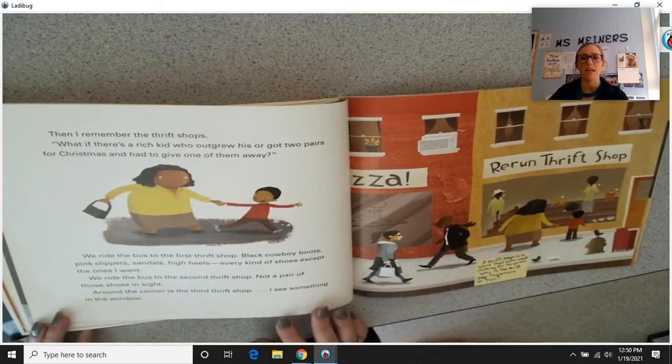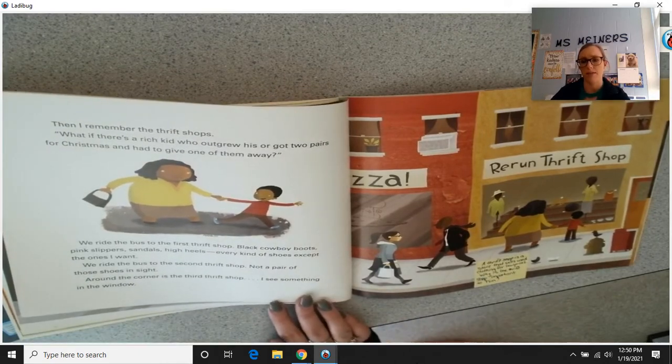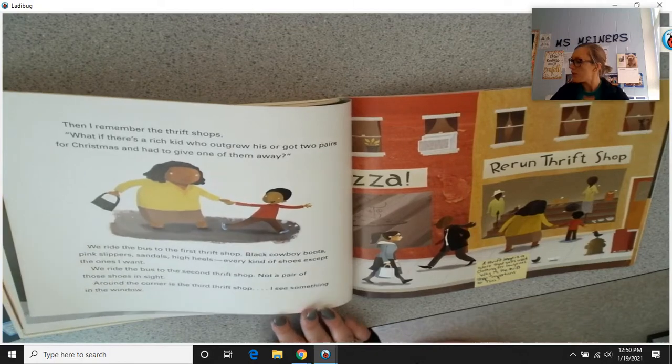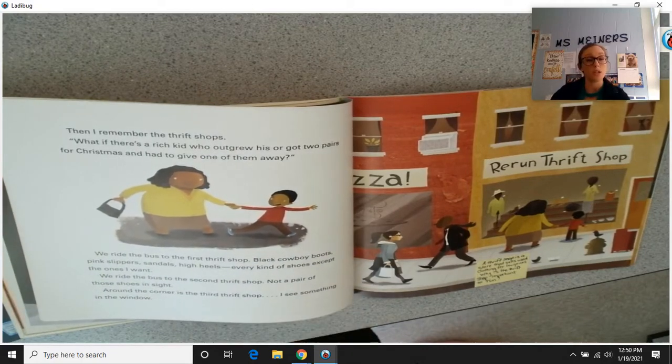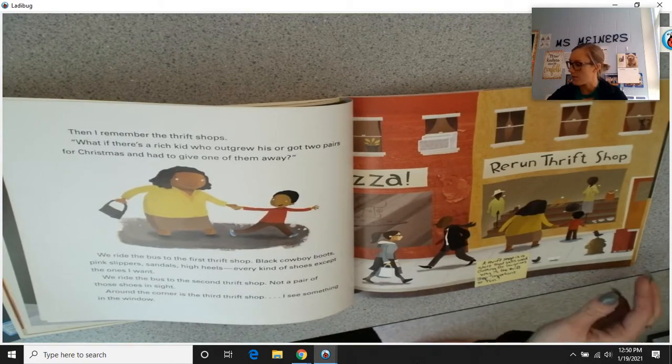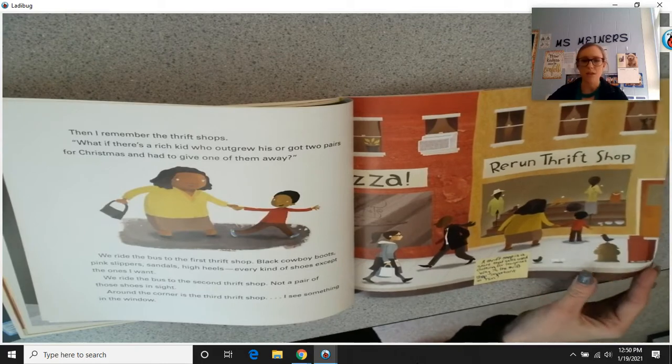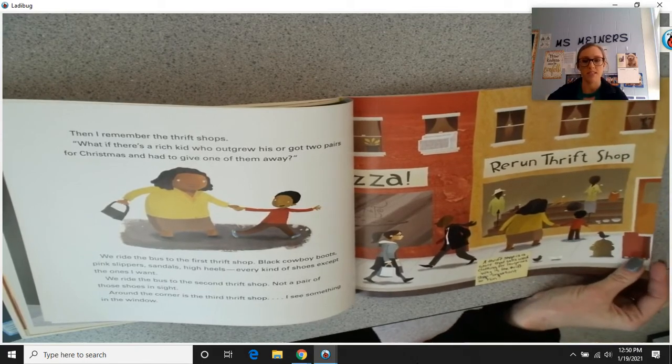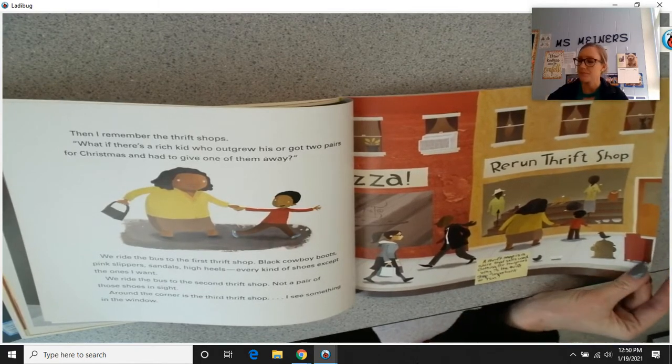So let's think for a second about what a thrift shop is. Think about what a thrift shop is. So a thrift shop is a store that sells used clothing, okay, for low prices. So think about why Jeremy would want to go to a thrift shop. Why do you think the thrift shop is so important to him instead of just a regular shop?